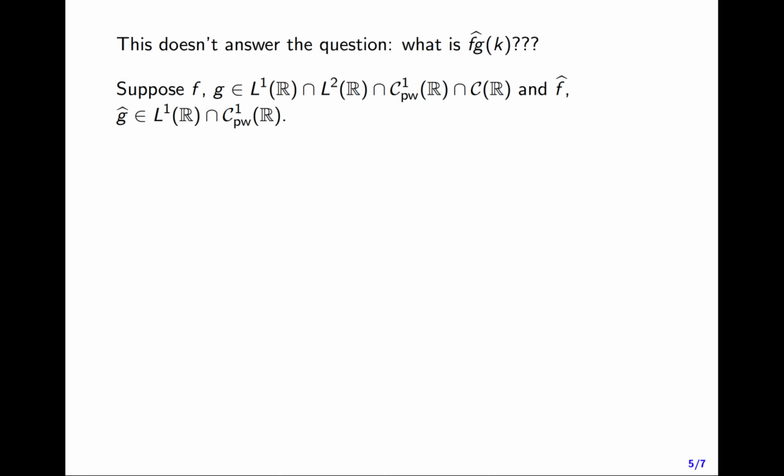But of course, this doesn't really answer our original question. What is the Fourier transform of the product fg? What is fg hat of k?